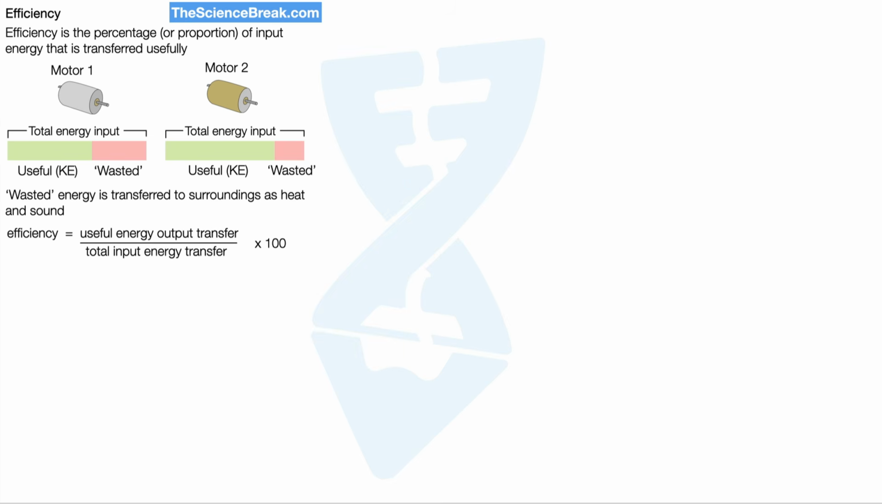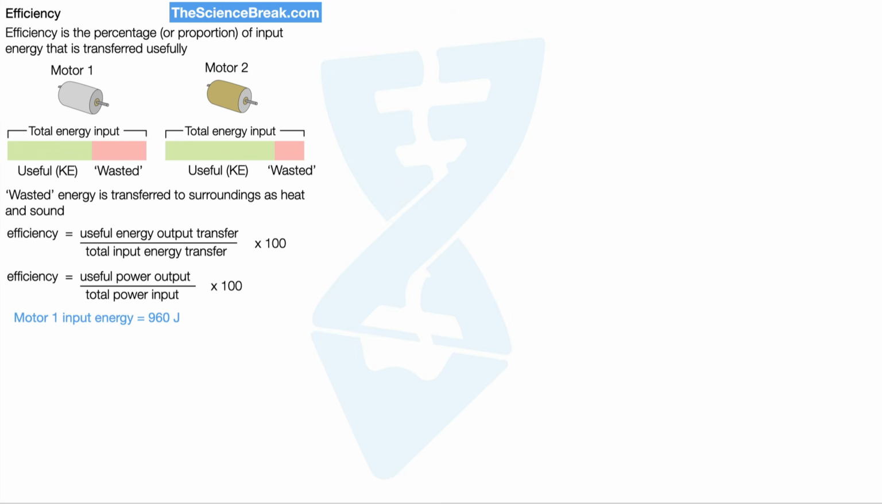So the equation that we need to be able to use and is given to us is: efficiency is useful energy output transfer divided by the total input energy transfer, often said as a percentage, so we would times that by 100 to get the percentage. A second way is useful power output divided by total power input, again times 100 to get a percentage.